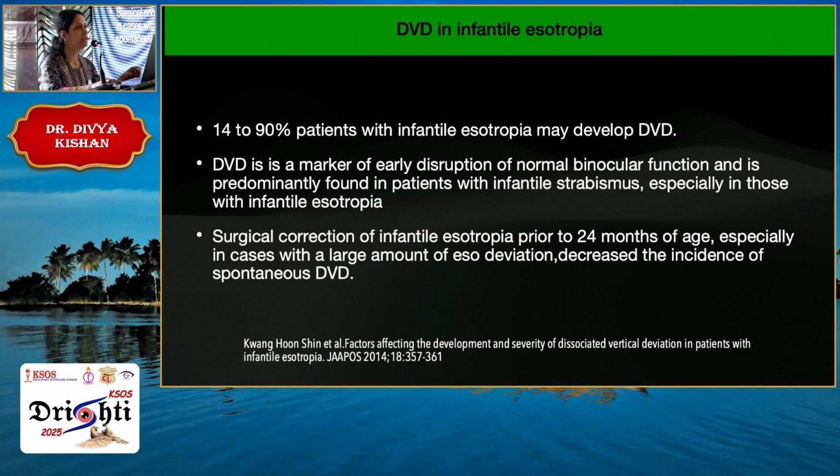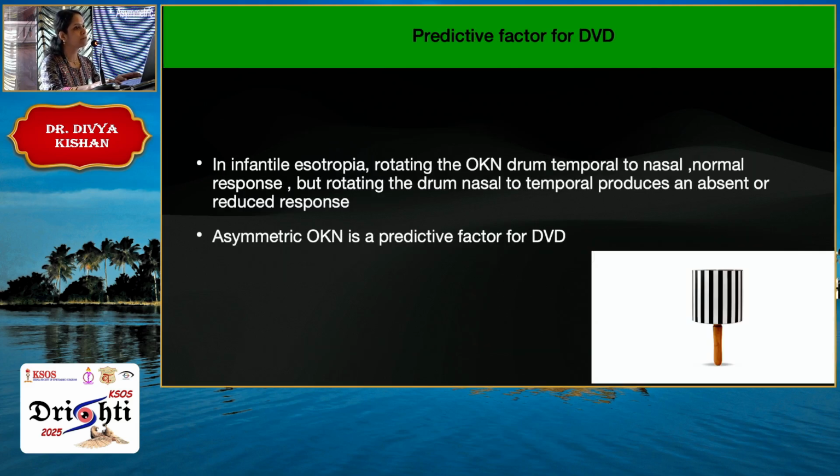Now, the clinical importance is that if you do a surgery for infantile esotropia before 1 year, it is important to inform the parents that there is always a chance of development of a second deviation, which is unrelated to the surgery that you have done, because DVD usually presents by 1.5 to 2 years. Another predictor factor for DVD is an asymmetry in the rotating OKN drum.